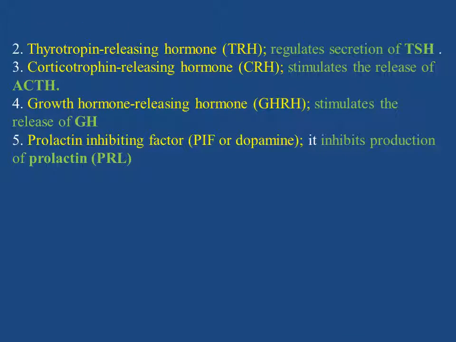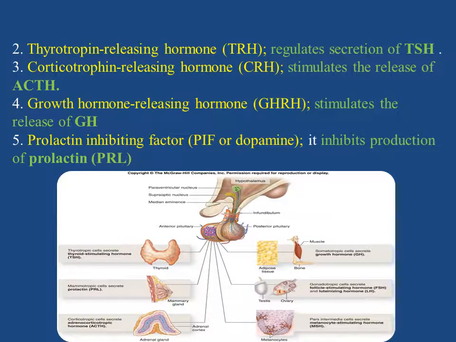Then we have the thyrotropin releasing hormone, which regulates the secretion of TSH. The corticotropin releasing hormone stimulates the release of ACTH. We have the growth hormone releasing hormone, which stimulates the release of growth hormone. And the prolactin inhibiting factor inhibits the production of prolactin. So all are stimulatory, except the PIF, or prolactin inhibiting factor.